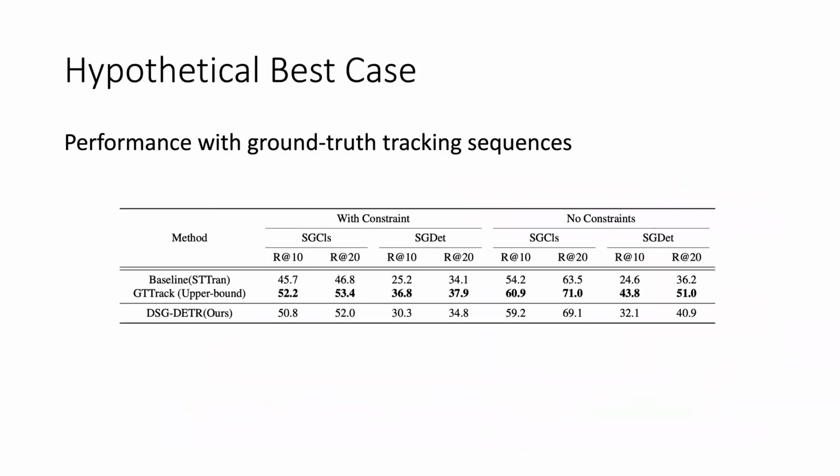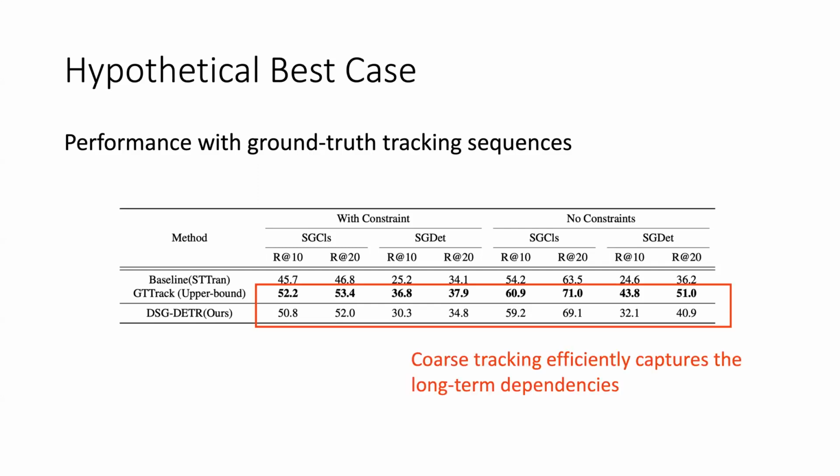We further demonstrate the hypothetical best case of DSD where we use the ground truth tracking sequences. It shows the greater potential to model the long-term dependencies in dynamic scene graph generation task, and our cause tracking algorithm greatly reduces the gap towards this best case.